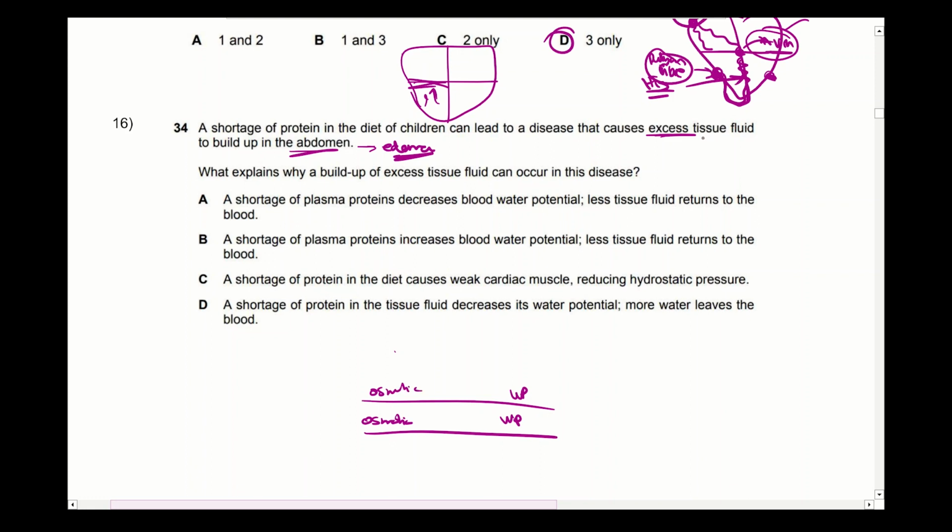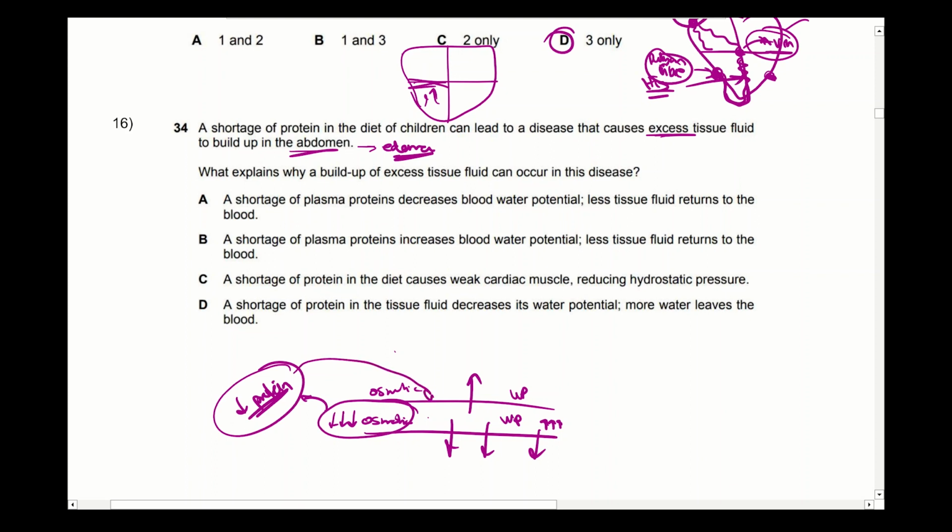First of all, there's the osmotic force, both inside and outside the blood vessel, and the water potential. What causes excess tissue fluid to build up in the abdomen, aka fluid leaving the blood vessels, is either a decrease in the osmotic balance inside the blood vessels or an increase in water potential inside the blood vessels. An example for this would be a decrease in protein. We know that protein constitutes most of the plasma. The plasma is mostly made of protein.